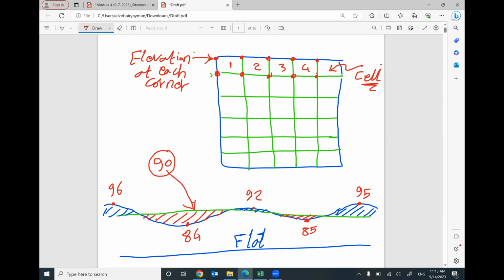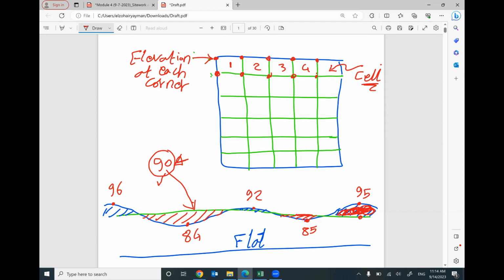That means if the read elevation is 95, which is greater than the intended surface elevation, that means I need to do cut. I need to remove this soil until you reach 90. If the elevation read by the surveyor is 85, which is smaller than the required or the intended elevation, that means I need to fill soil until you reach the required elevation. Does that make sense?